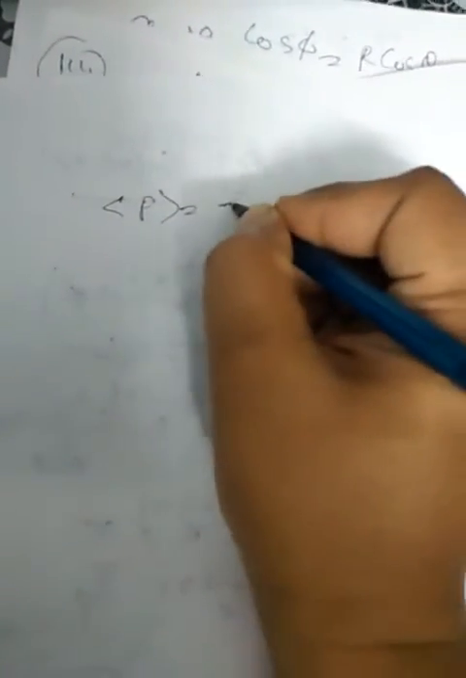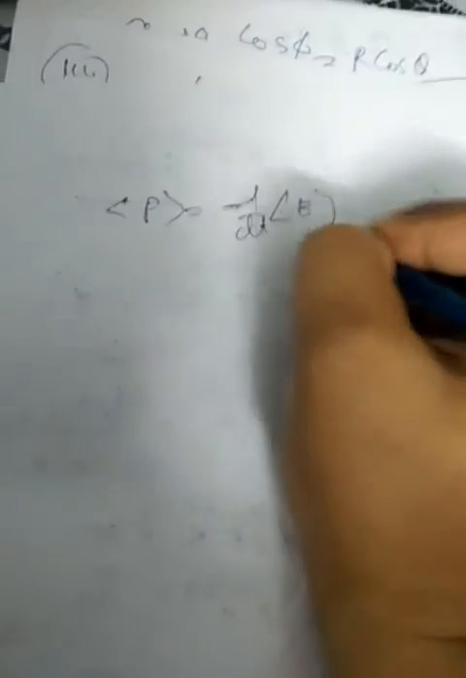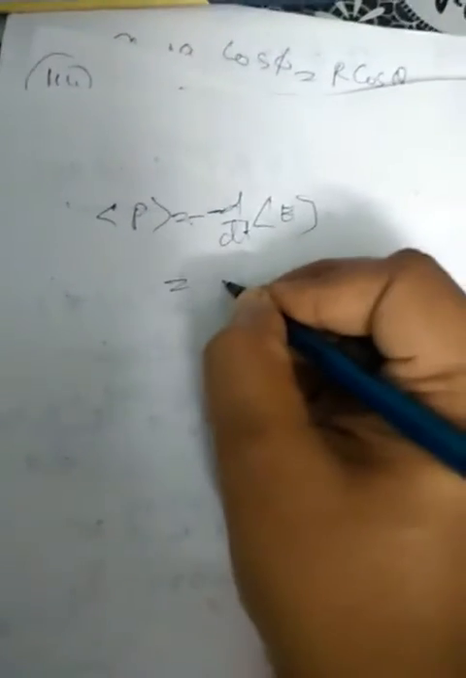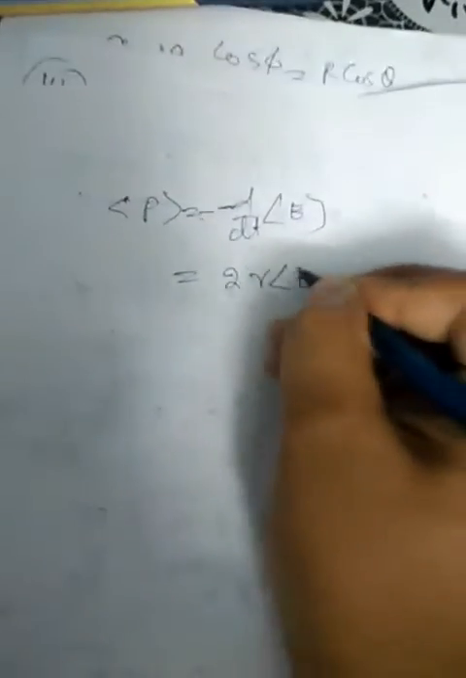Power is equal to d by dt of E. Dissipating power is equal to the rate d by dt of E. So by solving it, you will get 2 gamma E. So this is the value we have got, the average energy loss or average power loss.